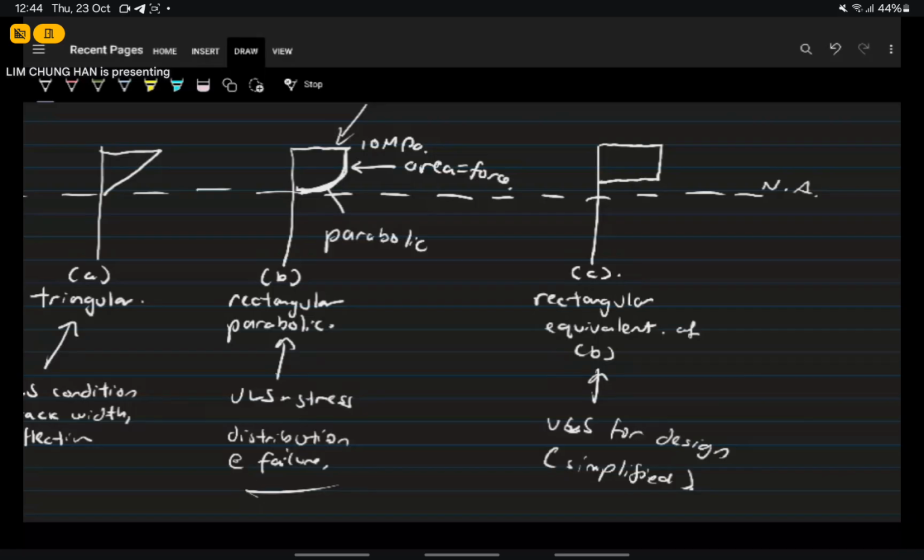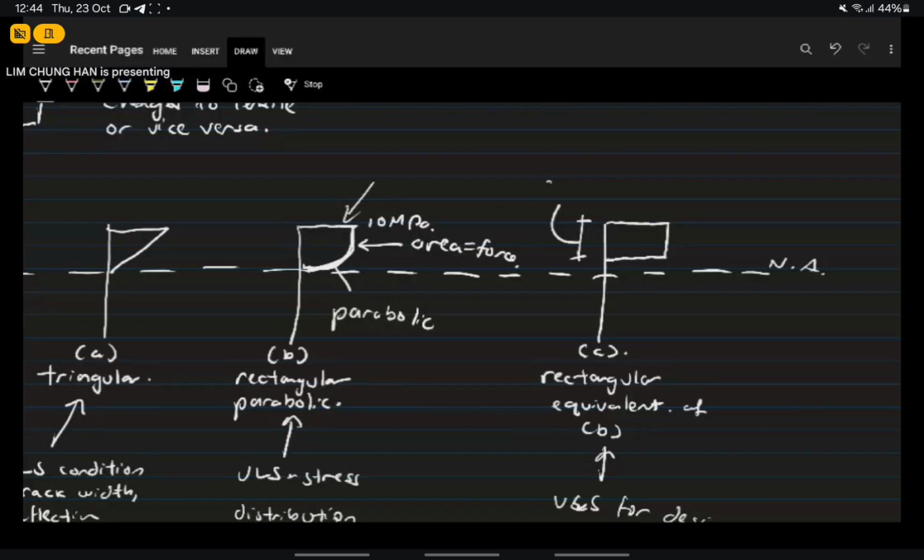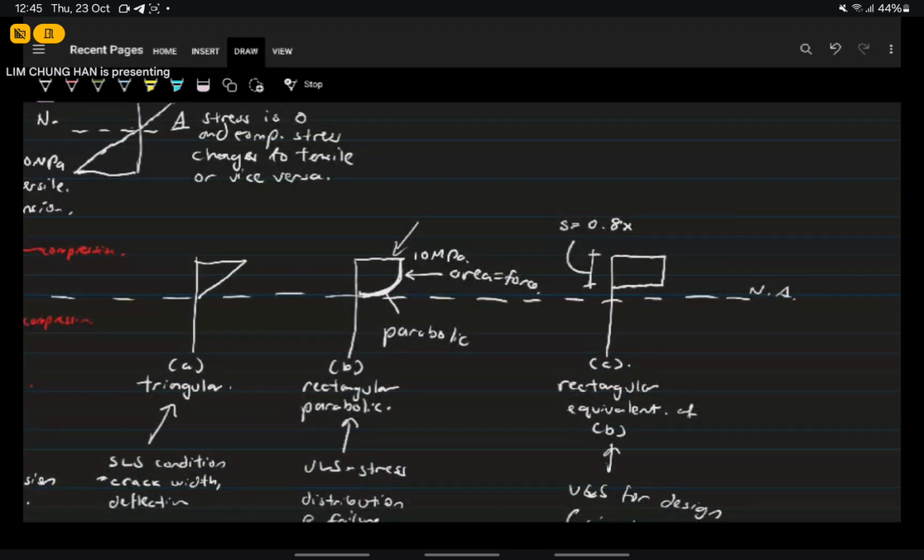Okay, so how do you calculate this area? This height they calculated is roughly, they call it S. So this height is called S. It's roughly 0.8x. Okay, x is the original distance from the top of the beam to the neutral axis. So they basically say, if we simplify the parabola into a rectangle, it's about 0.8 the height.